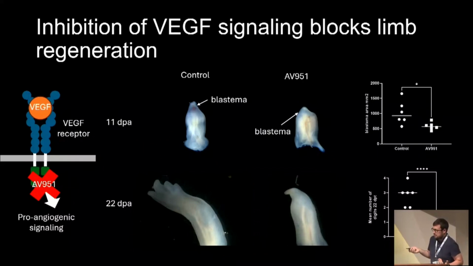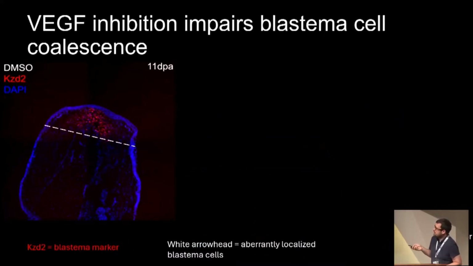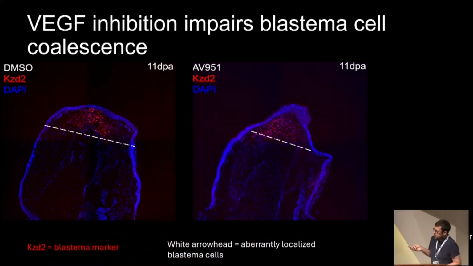Does it actually form a blastema? So our lab identified CASL2 as a blastema marker. This is only expressed during regeneration. It's not expressed in the limb normally. And it's very robust, always labels the blastema. And you can see here in the control, the blastema cells are all labeled by CASL2. And then when we look at AV951 treated limbs, we also see that the blastema contains CASL positive cells. So the specification of blastema cells is not affected.